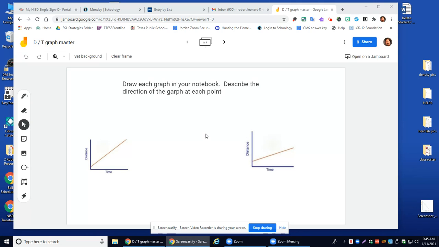Are you there, Jaden? Can you hear me? Jaden, are you available? Sean, are you there? Hello? Yeah, okay, Sean. So what do you think? How does a simple machine reduce the force needed?